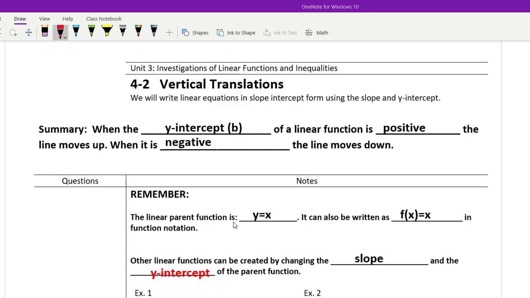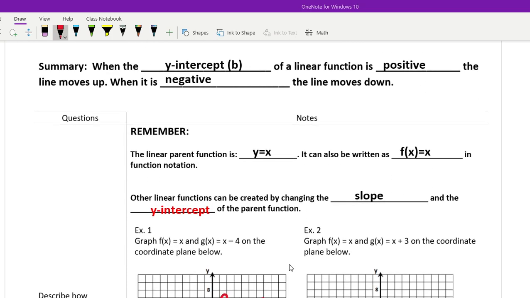Things to remember is that our parent function is y equals x. Today we'll be dealing with the function notation a little bit more. So the parent function in function notation is f of x equals x. Other linear functions can be created by changing the slope and the y-intercept of the parent function. That'll be the main portion for today.